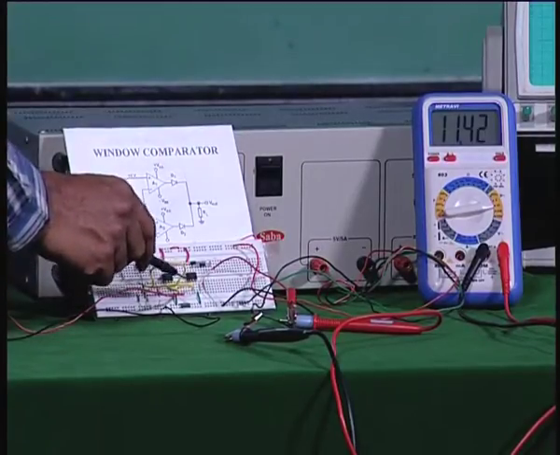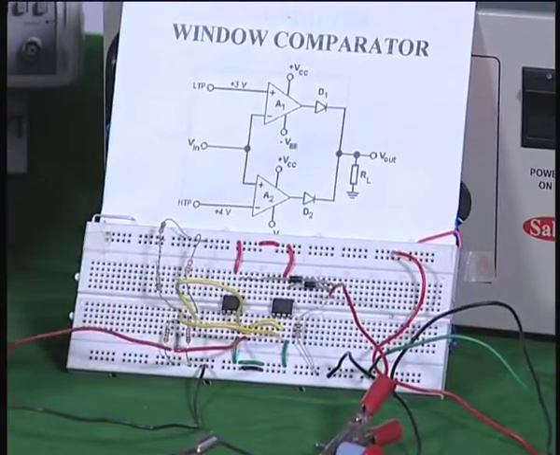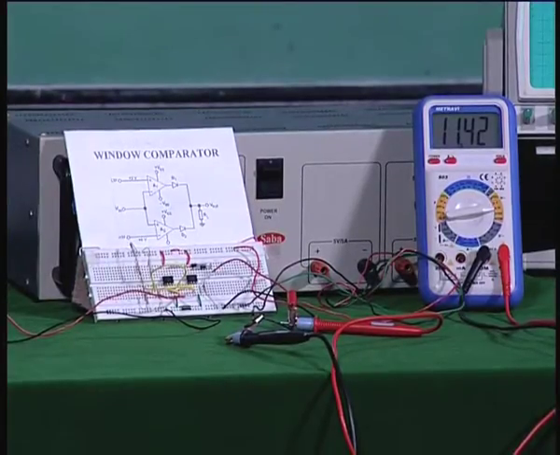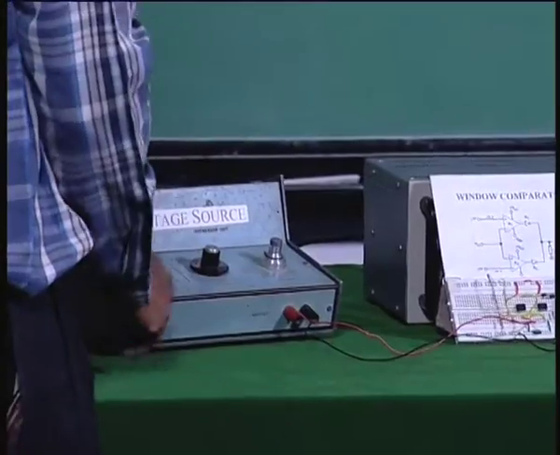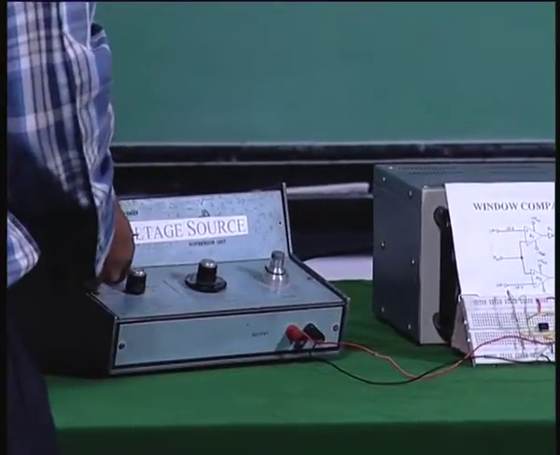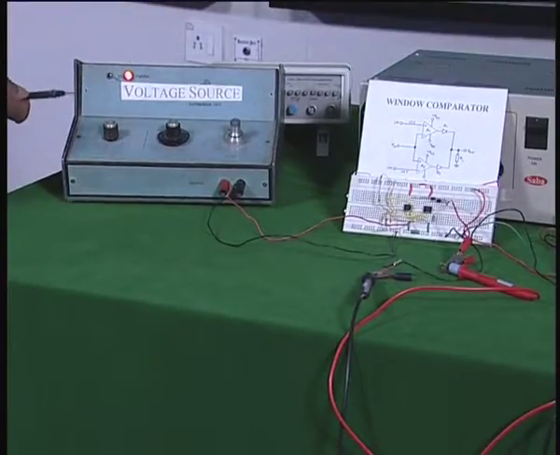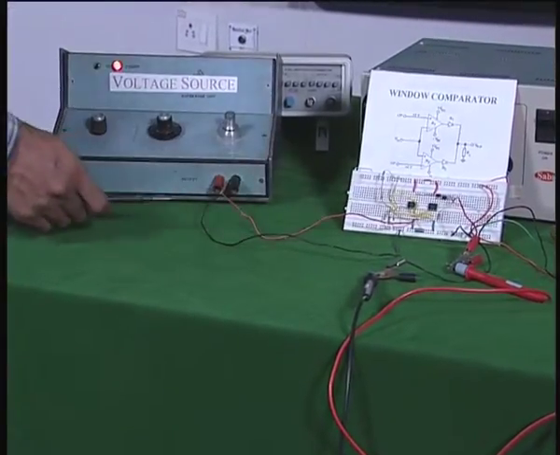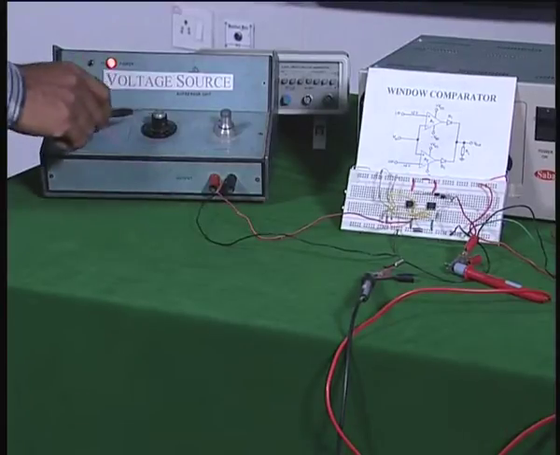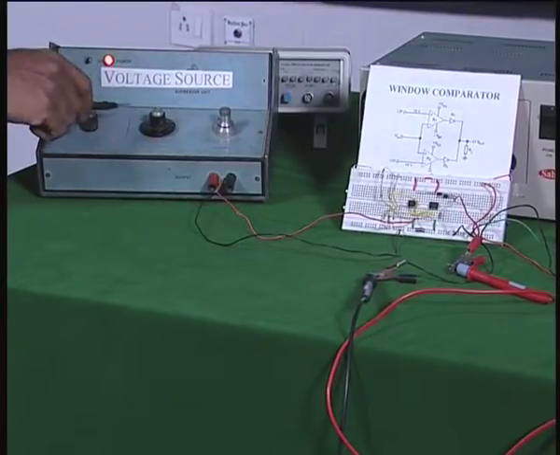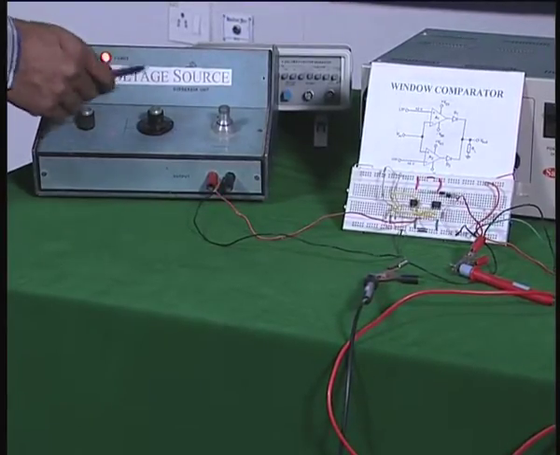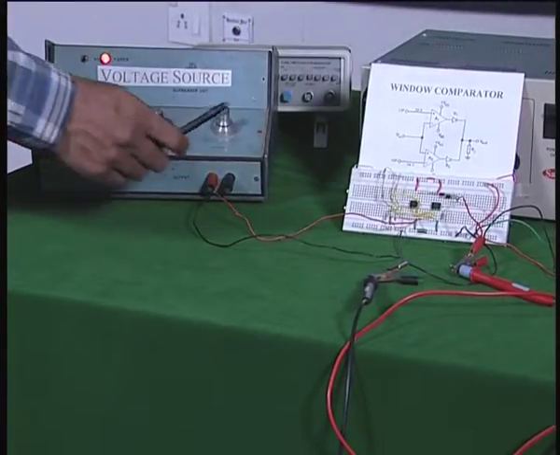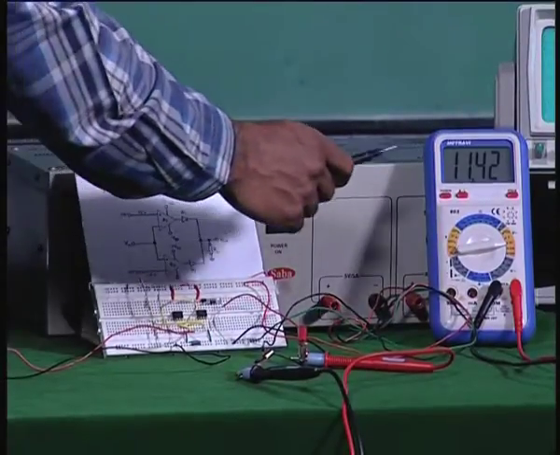The input which is common to both the comparators is connected here to a millivolt source, as you can see here, and this is a very familiar millivolt source, we have been using it in all our experiments, and that output is connected as the input voltage. So I am going to change this millivolt source from some low voltage to higher voltages, and what you have to do, you should observe the output of the multimeter.